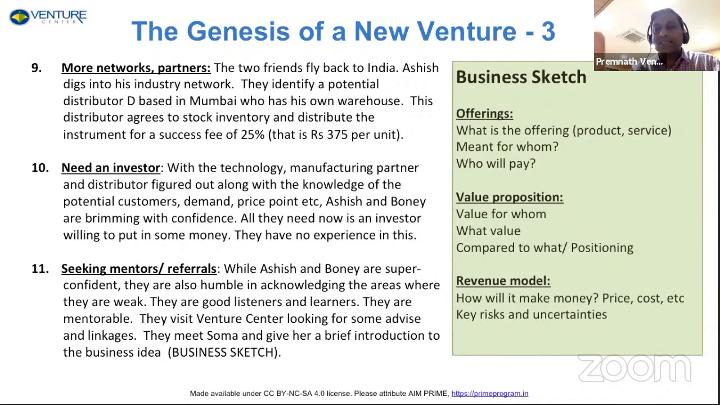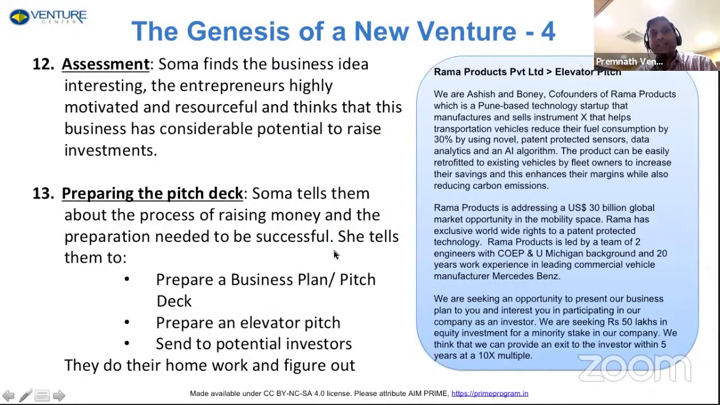Now, this is enough information for somebody like Shoma to take a view on whether she can help, whether it's worth helping, whether it is something interesting, and so on. Okay. And Shoma decides that, oh, these guys are really committed. They know they're taking risks. They are really entrepreneurial, very resourceful, and they've explained their business so clearly to me. I think we should support them. Okay. So Shoma assesses the business idea, finds it interesting. They're highly motivated, resourceful, and decides to support, right?